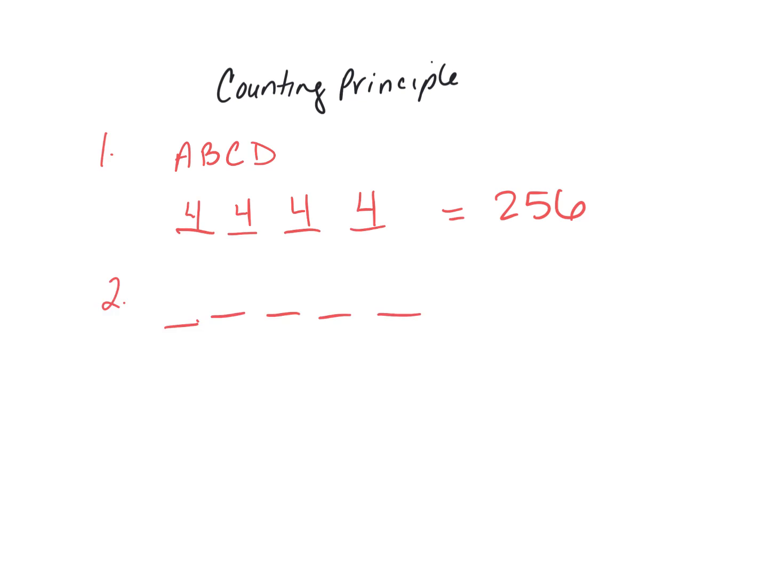On number 2, since you got 5 letters and you can only use them once, it goes 5, 4, 3, 2, and 1. And when you multiply those together, that is 120. The second one would be 5 factorial because it goes from 5 to 1. But the first one would only be 4 factorial if it went 4, 3, 2, 1. But since we can use them each time, it's 4 to the 4th power. Okay?